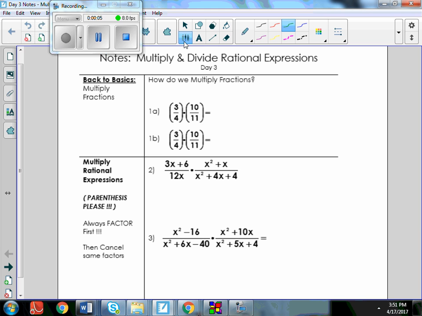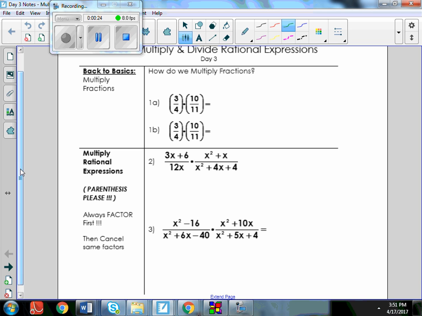All right, so we're going to multiply and divide rational expressions. The nice thing about division is you're never going to do it. So when we get to that, you'll be excited because all you're doing is multiplying rational fractions. You don't have to divide. So we have to think back, how do we multiply fractions?